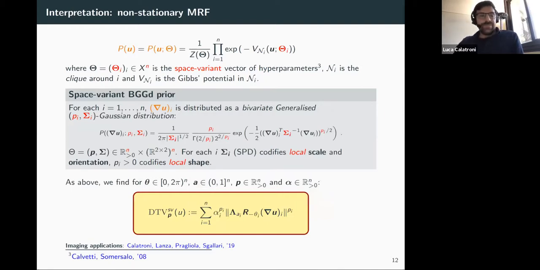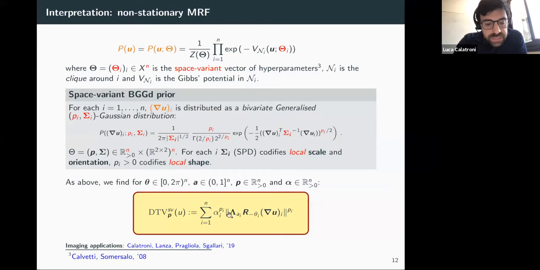Okay, so by proceeding in a similar manner, we can then define the dTV-P regularizer that I defined before at a global level by simply allowing the parameters defining its distribution to be local, so to change at each pixel. And now the space of hyperparameters is really, really large, but we have a clear interpretation, at least in terms of their PDF, of what these parameters represent.